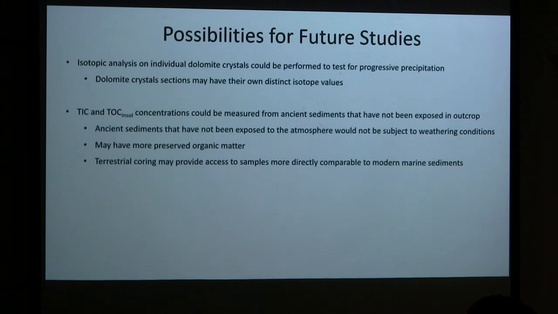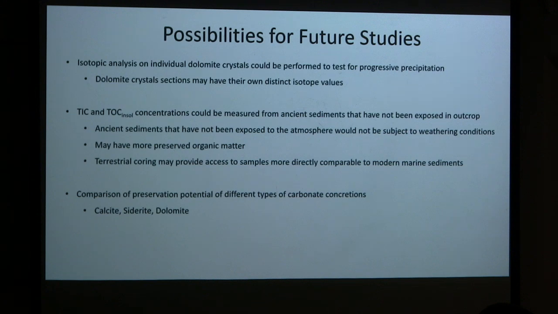And these terrestrial cores may provide access to samples that are more directly comparable to modern marine sediments. And the possibility of maybe seeing which type of these mineralogies can preserve organic matter the best. We just looked at dolomites, but what about calcite? What about siderite? What can preserve organic matter the best?